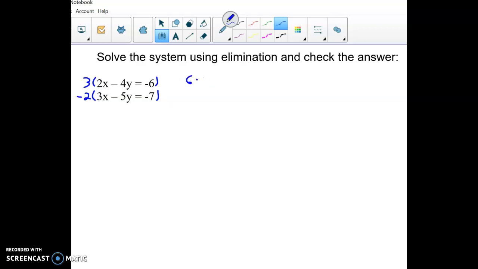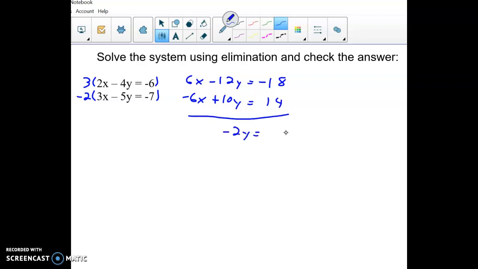So rewriting, then the top one becomes 6x minus 12y equals negative 18. And then the bottom one, negative 6x plus 10y equals 14. Okay, and now add these together. So the x's are gone, that's what we want. Negative 2y equals negative 4. Divide by negative 2, and we got y is 2.